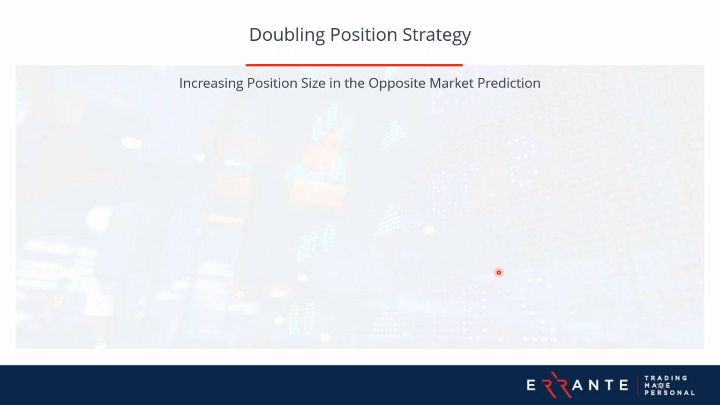Very well. Now, let's explore the second strategy of managing open positions, the doubling position strategy, also known as averaging down. This strategy involves increasing the size of your position when the market moves against your initial prediction. Let's see what that means.